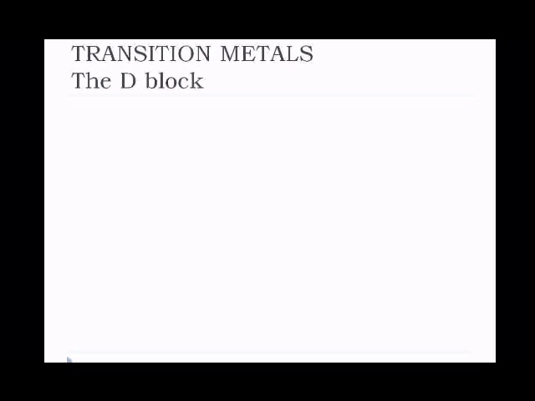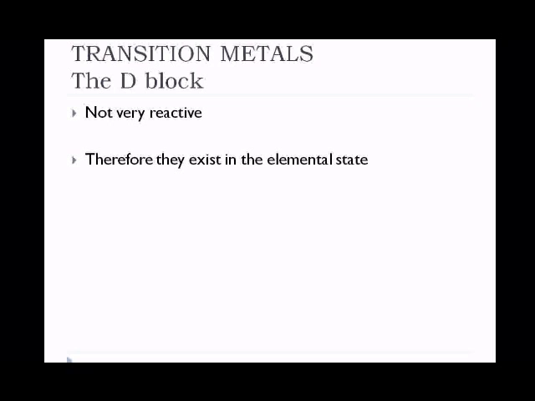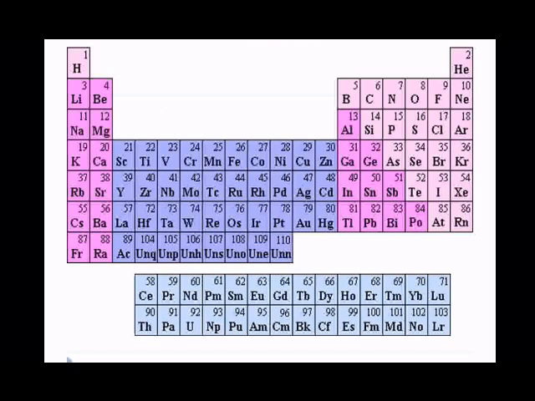The transition metals are in the D block. They're not very reactive, and therefore usually exist in their elemental state. Their main property is a resistance to corrosion. So when we look at our periodic table, this group here are our transition metals. These are the D blocks.